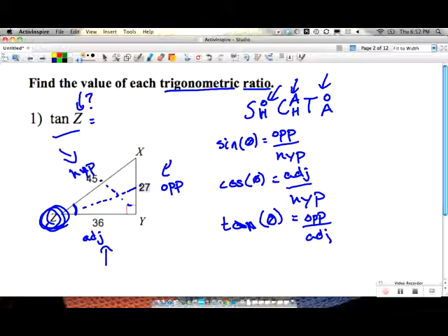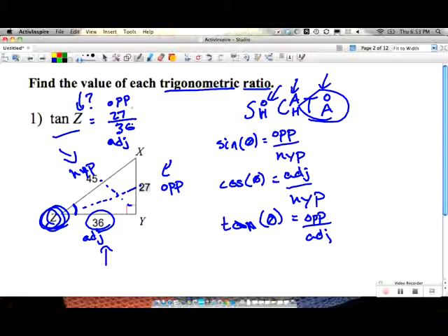So when it's asking us tangent of z, well, tangent is TOA. So we need the opposite on top and the adjacent on bottom. So that ratio would be 27 is our opposite, and 45 is our, oh whoops, not 45. Pardon me on that one. What's our adjacent? It's 36. So this is 36. That's our adjacent side.